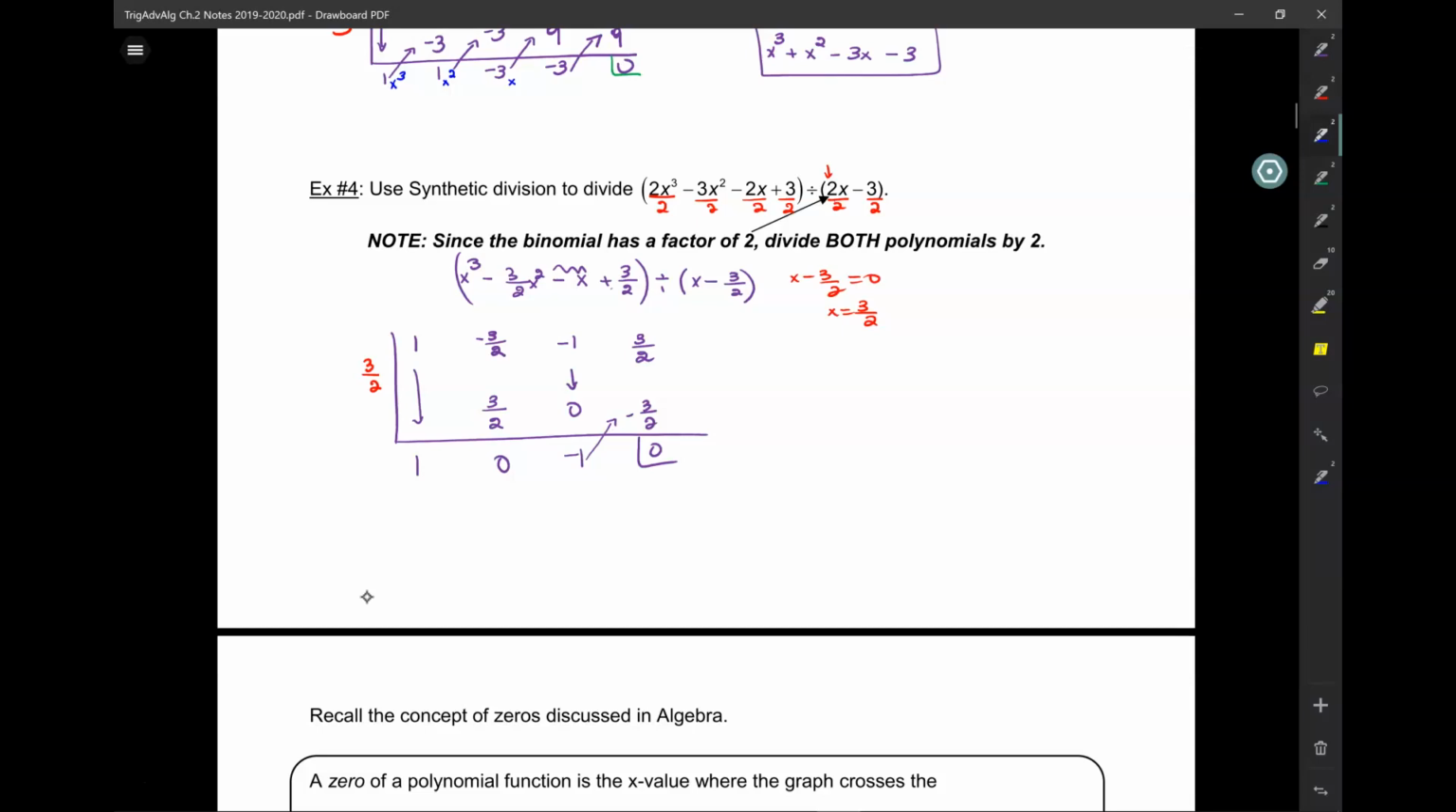My highest exponent before was a 3. It goes down by 1. Now it's a 2. So 1x squared, 0x to the 1, and then nothing. So my polynomial is going to be 1x squared plus 0x minus 1. Well, what's 0x? You can just eliminate it, right? So that's just x squared minus 1. That's it.